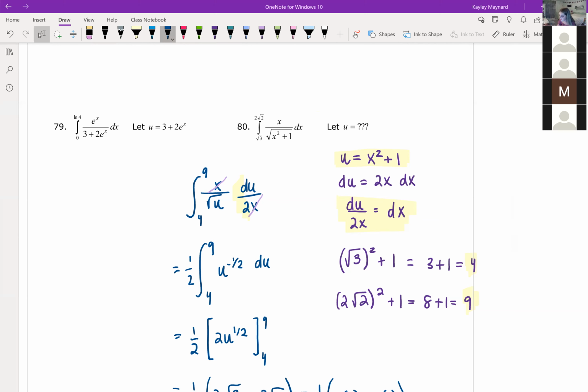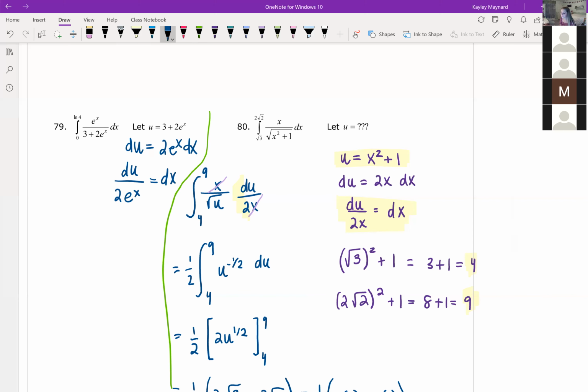So du would be equal to, the derivative of 3 is just 0, and then the derivative of 2e to the x is just 2e to the x. So then this means that du over 2e to the x is equal to dx. Okay, great.